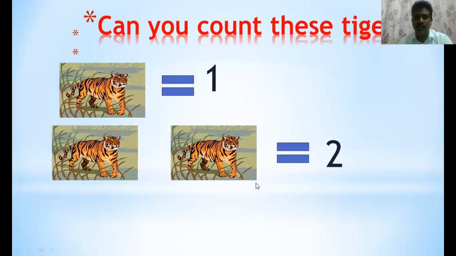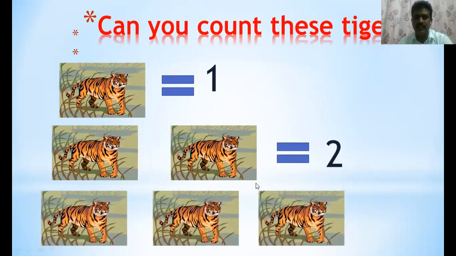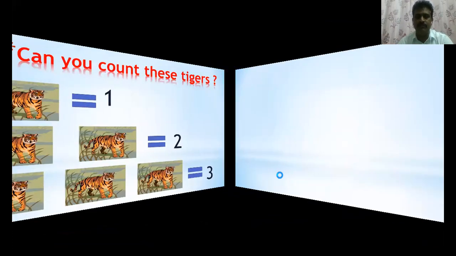Next, how many tigers are there here? One, two, three. So, there are three tigers. That's good, children. You are counting very well. Shall we go to the next one now? Remember this one. What are the numbers here? One, two, three. These numbers are used to count these tigers, isn't it? Yes. We'll go to the next one.